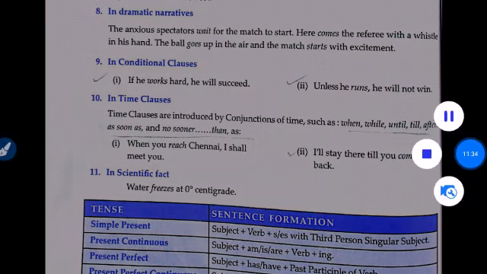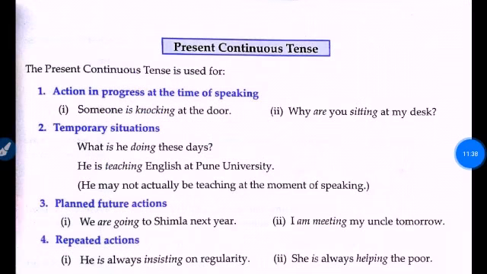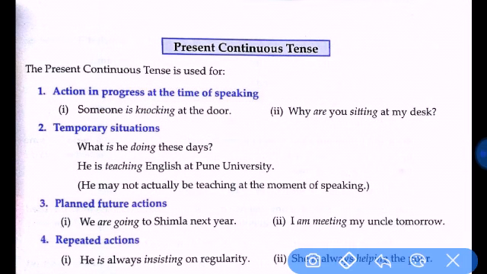So let us see now about present continuous tense. Present continuous tense is used in the following places. For example, when an action is in progress. What do you mean by in progress? When the action is going on. Say someone is knocking at the door, my brother is studying, my parents are working, or my mother is cooking. Something that is going on.